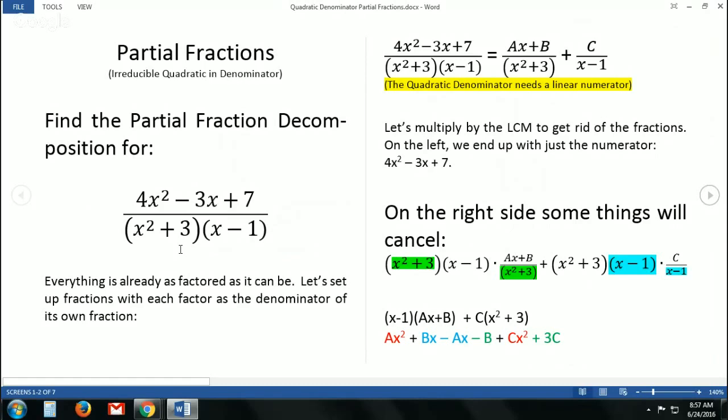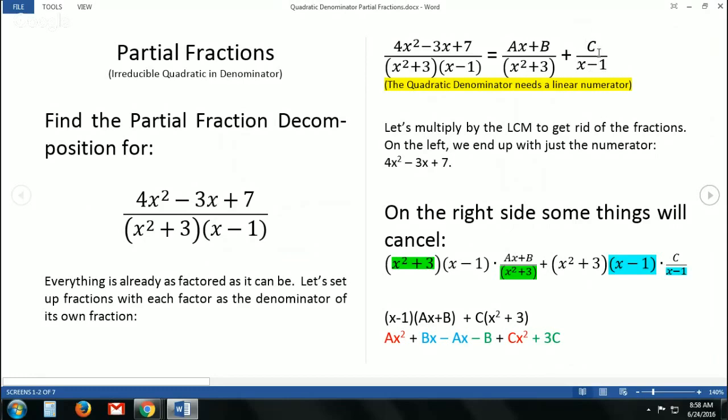Now, just like before, we want to take each of these factors and make them the denominator of their own fraction. The place that's going to be different is that now with x squared plus 3 being quadratic, we'll need a linear numerator above it. Our numerator should be 1 degree lower than our denominator when we do partial fractions. So this x squared plus 3 needs a linear numerator, ax plus b. Now, our other factor from the original denominator, x minus 1, since it's linear, we can have a constant value of c above it.